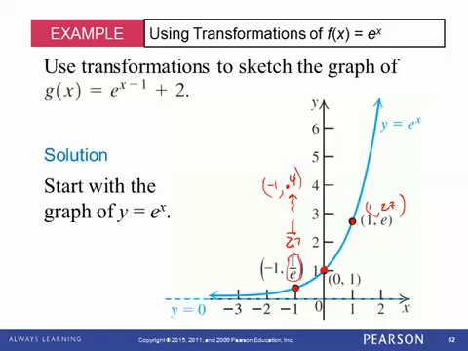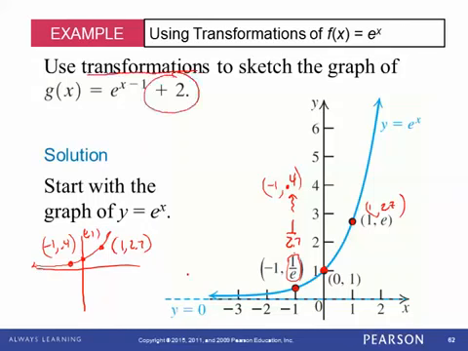So important points for e to the x, if we're talking about approximate values, are negative 1, 0.4, then 0, 1, that's usual, and then 1, 2.7. Those are 3 points we're going to use and manipulate. But before we do that, real quick, using transformations, think back to chapter 2: what is the 2 doing to this at the end?